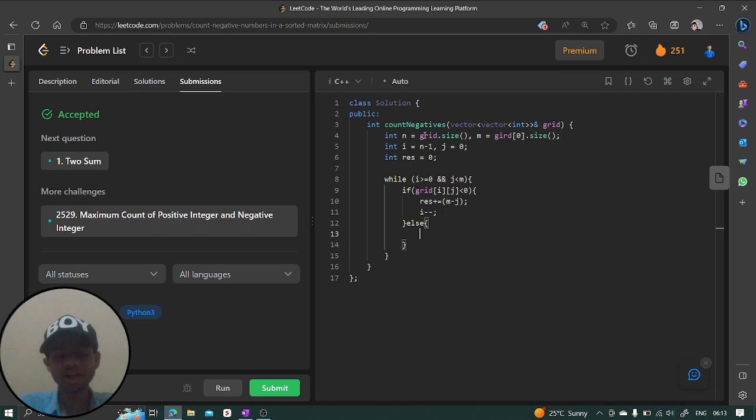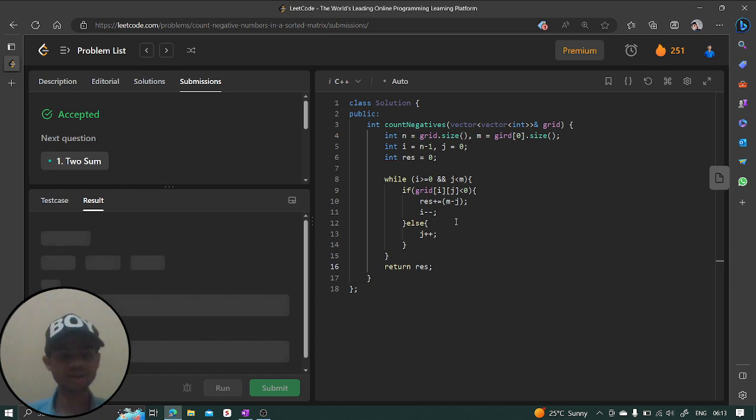Else we are going to say just move ahead and see which number is negative, right? So j plus plus, and after that you can simply return that particular result, right? Once this while loop is over. So let's try to run this code as well and see whether it's working fine or not.